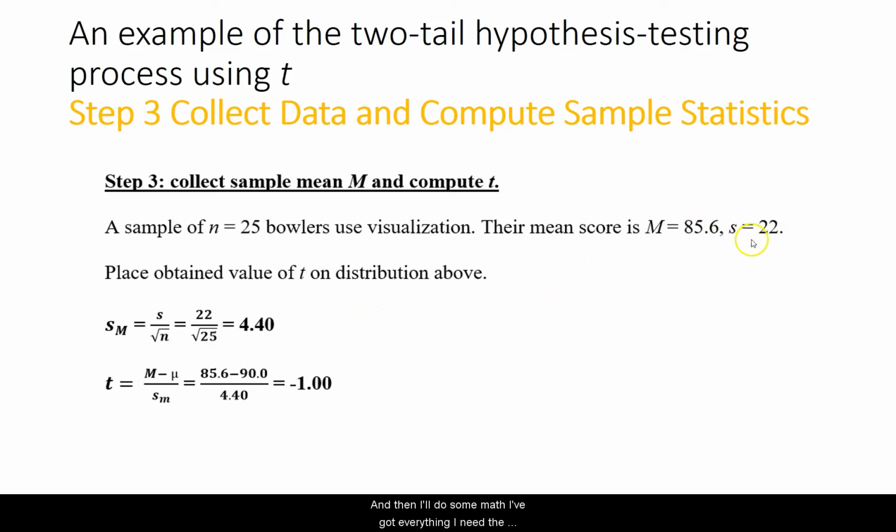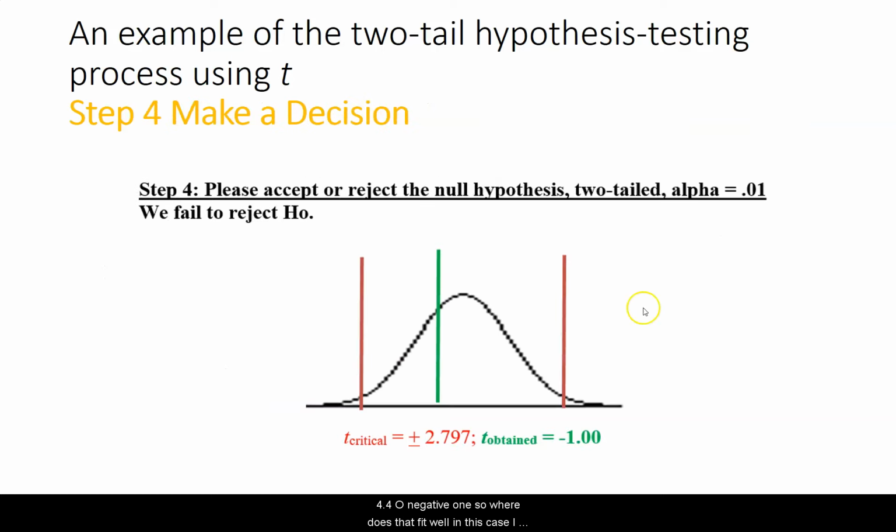And then I'll do some math. I've got everything I need, the standard deviation and the sample mean and the population mean. Plug in my sample standard deviation, plug in my sample size, 22 over radical 25, 22 over 5 is 4.4. Here's my obtained value of t. The sample mean of 85.6 minus the population mean of 90, divided by that estimated standard error. Holy cow, it's negative 4.40 over 4.40, negative 1. So where does that fit?